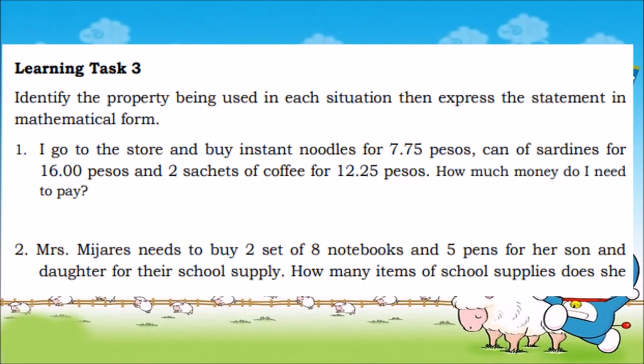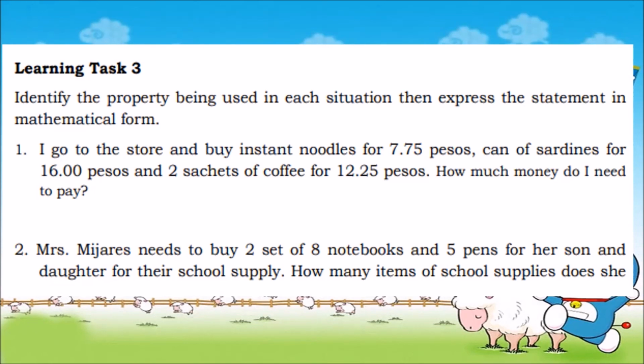In learning task number 3, still we need to identify the property being used to solve each problem. Problem number 1: I go to the store and buy instant noodles for 7.75 pesos, a can of sardines for 16 pesos, and 2 sachets of coffee for 12.25 pesos. How much money do I need to pay? So, anong properties po ba ang ating gagamitin to solve or to form mathematical equation? And of course, follow pa rin natin ang kung paano mag-solve ng problem solving.